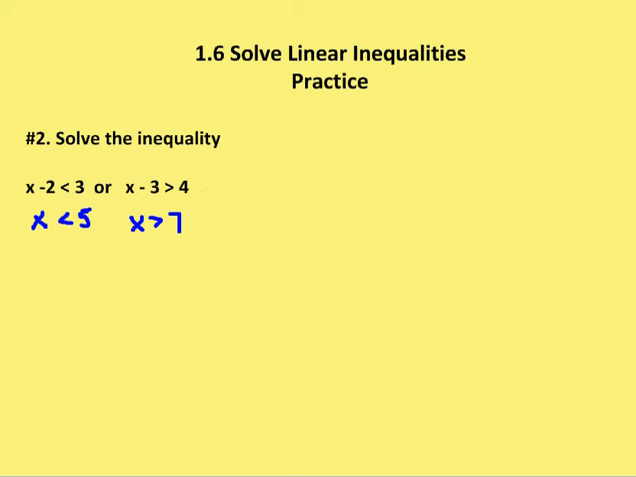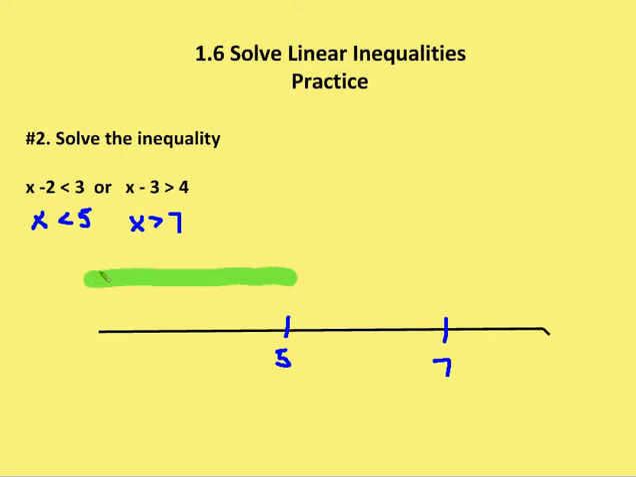Now I'm going to draw my number line. I identify 7 here, and I'm going to identify 5 here. In this case, x is less than 5, so I'm going to note that. And x is greater than 7, and of course it's not inclusive of 7, just greater than 7. So we can see that the solution set is going to be anything less than 5 or greater than 7.